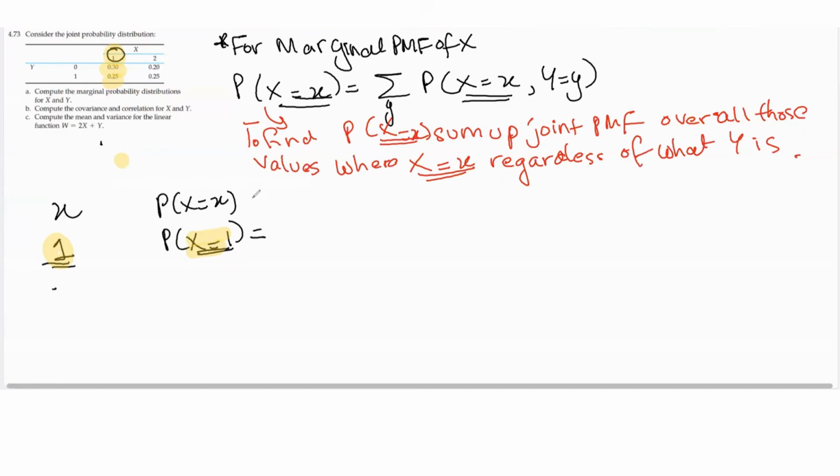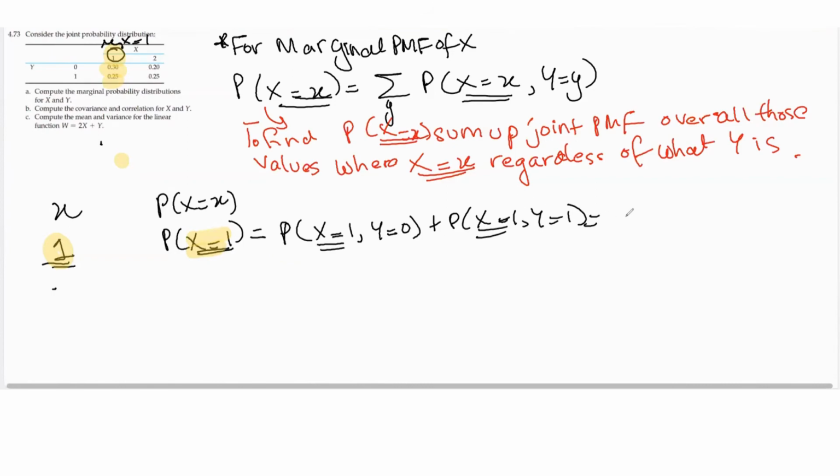So the probability that x is 1 is just the probability x is 1 and y is 0, or the probability that x is 1 and y is 1. So we just sum up the joint PMF over all those values where x is 1 regardless of what y is. So to find the probability x is 1, just sum the joint PMF of all those values, right?